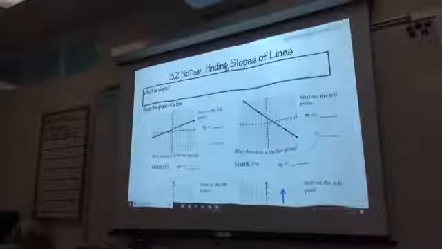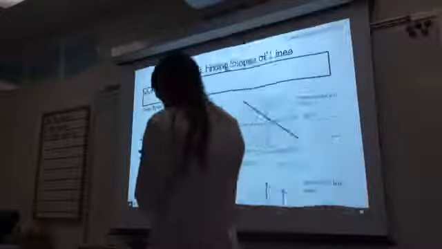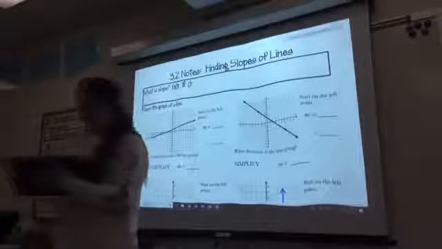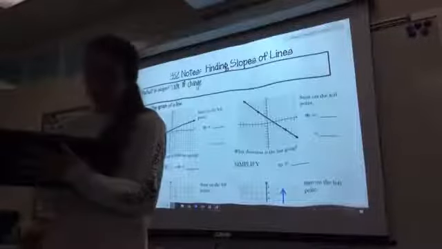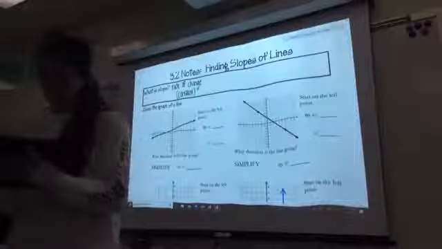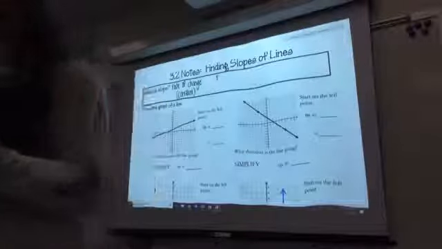Slope is? Rate of change. Rate of change, but specifically this rate of change has to be constant. Okay, I heard rise over run. That's a good one.